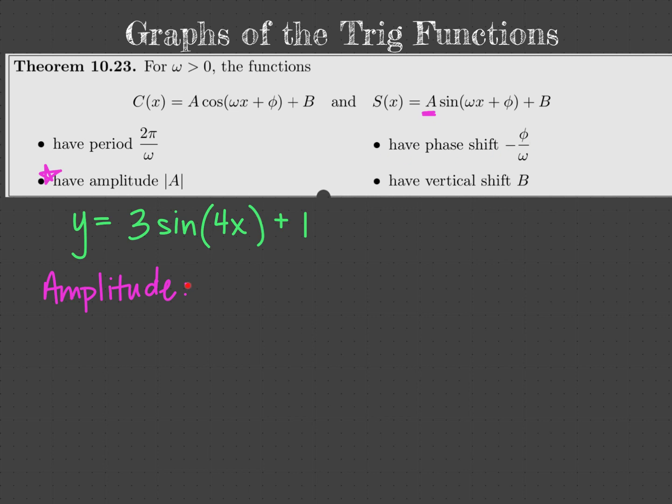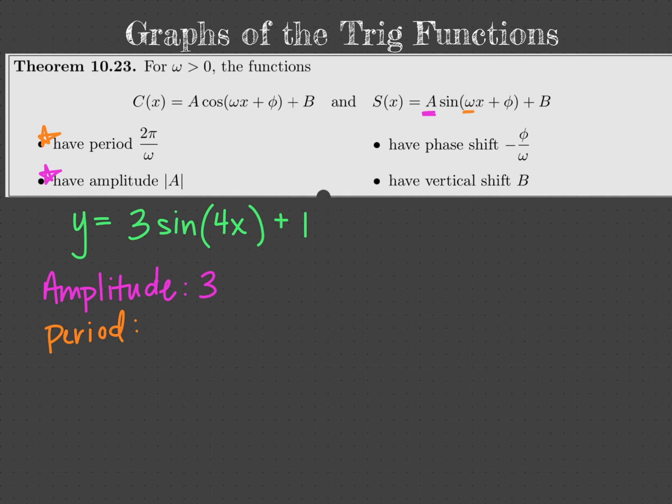Let's start with the amplitude. The amplitude is the absolute value of the lead coefficient A. In this case, our lead coefficient is 3, and the absolute value of 3 is still 3. The next thing that we'll find is the period, the length of time it's going to take our graph to complete one full sine cycle. Well, this is affected by this coefficient of x here, omega.